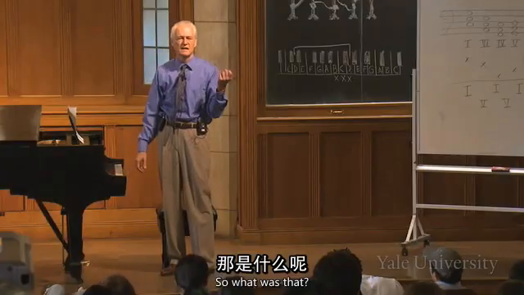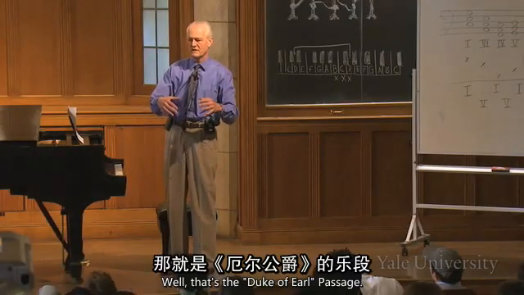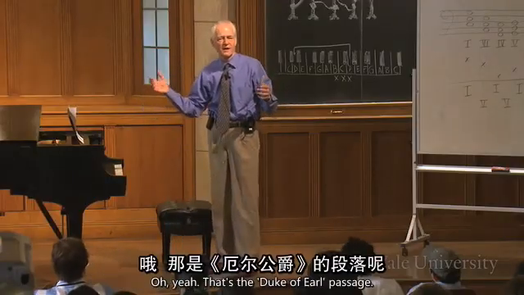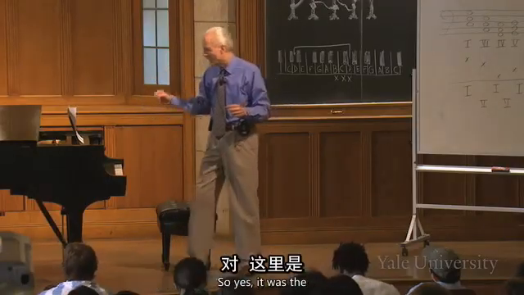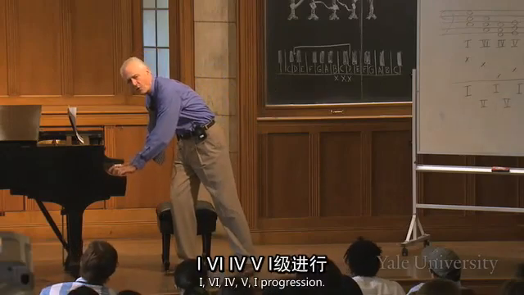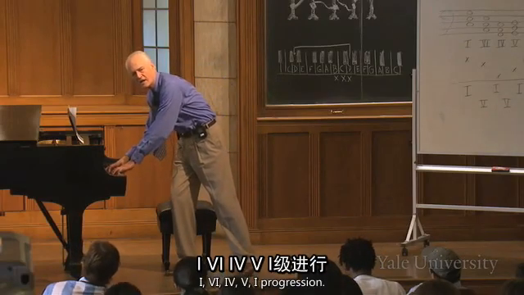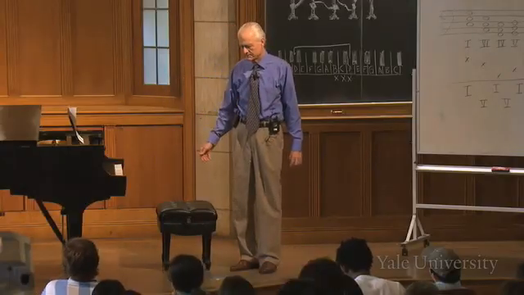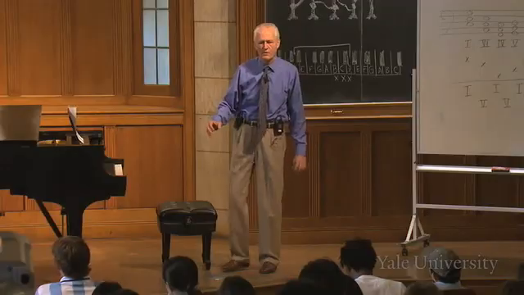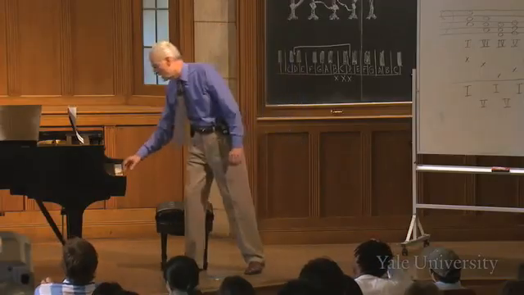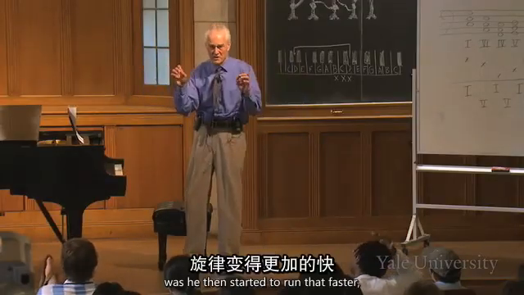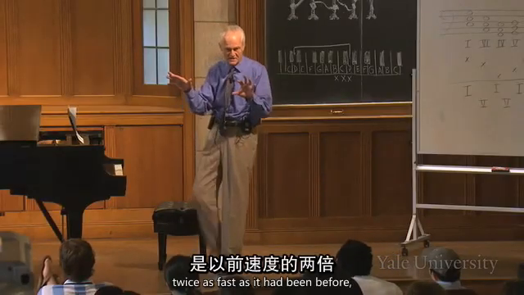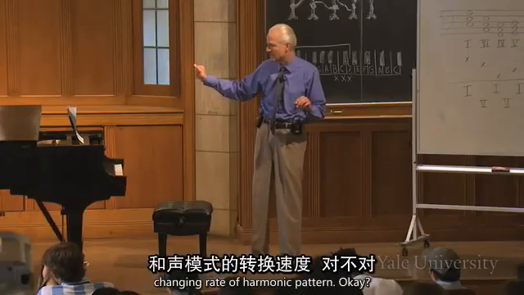So what was that? Well, that's the Duke of Earl passage, right? So you're sitting there in Woolsey Hall, New Haven Symphony, or whatever, New York Philharmonic. Oh yeah, it's the Duke of Earl passage. So yes, it was the 1-6-4-5-1 progression. All right, let's see what happens next. Okay, so what happened next was he then started to run that faster, twice as fast as it had been before. Changing the rate of the harmonic pattern, okay?